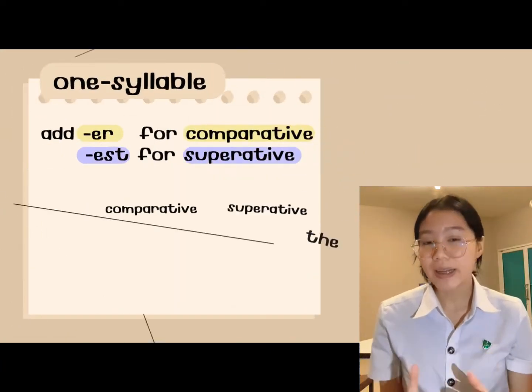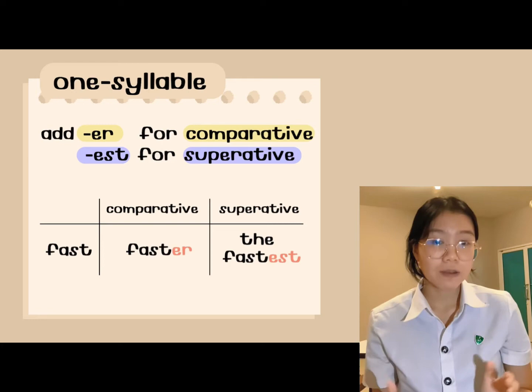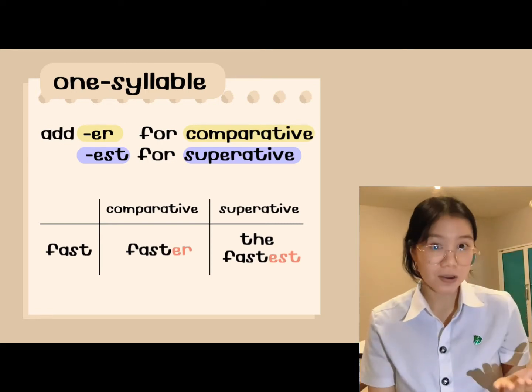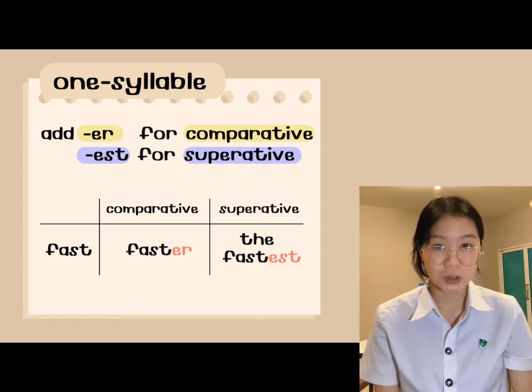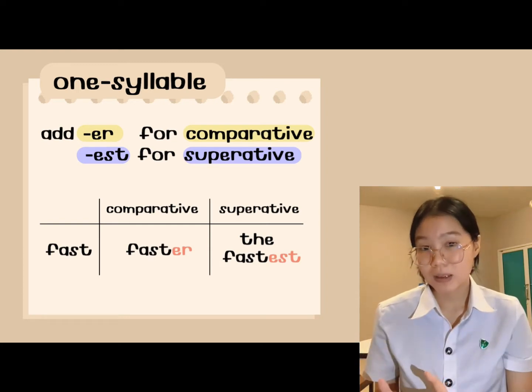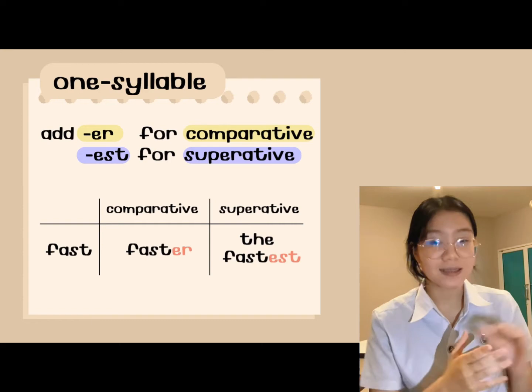Now, we need to learn how to make a comparative and superlative. When an adjective has one syllable, we add -er for comparative and -est for superlative. For example, fast becomes faster and the fastest.